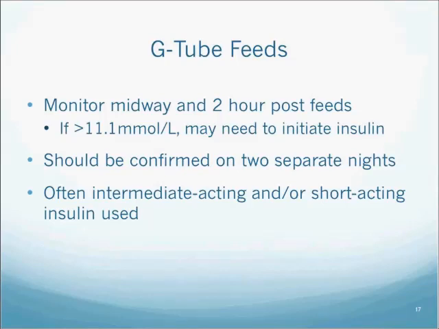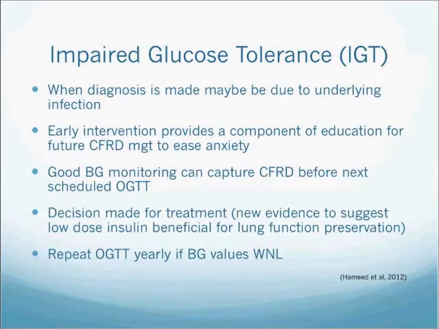So again, you need to confirm that they're having high blood sugars on 2 separate nights, and then from there you start working out how much insulin they need. And definitely it can change based on the volume of their feeds, the rates of their feeds, those kinds of things. So it can also be a very challenging situation to work out with our patients.